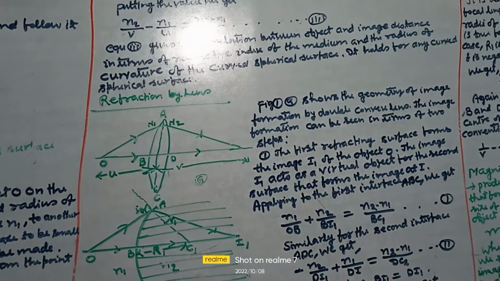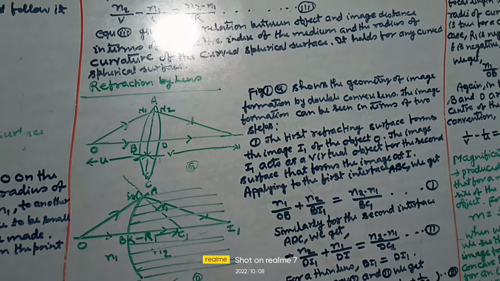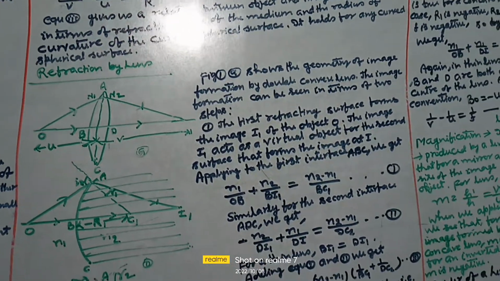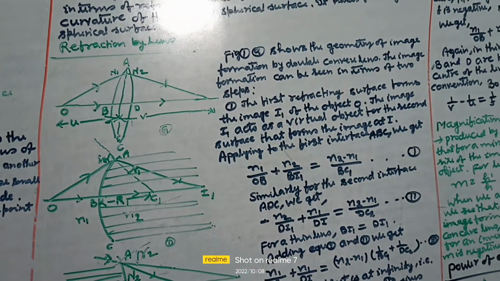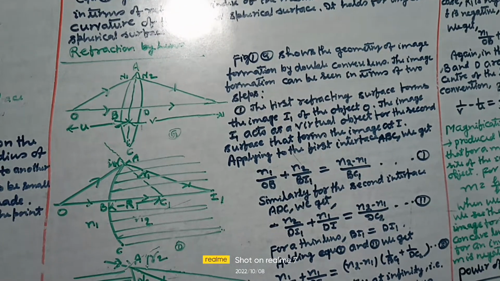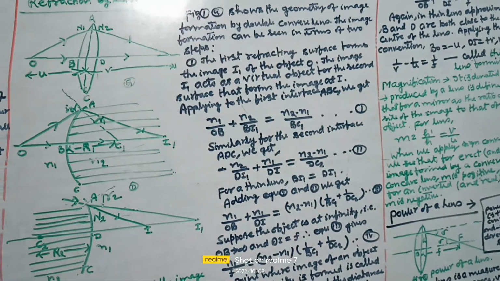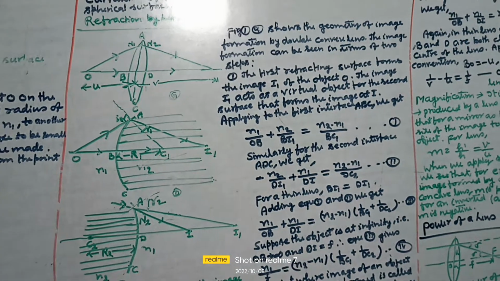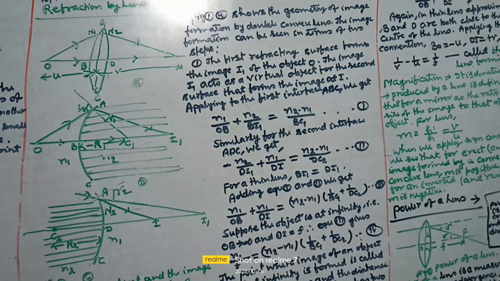Applying equation 3 to the first interface ABC, we get n1/OB + n2/BI1 = (n2 minus n1)/BC1. Similarly, for the second interface ADC, we get minus n2/DI1 + n1/DI = (n2 minus n1)/DC2. For a thin lens, BI1 = DI1. Adding equations 1 and 2, we get n1/OB + n1/DI = (n2 minus n1)(1/BC1 + 1/DC2).